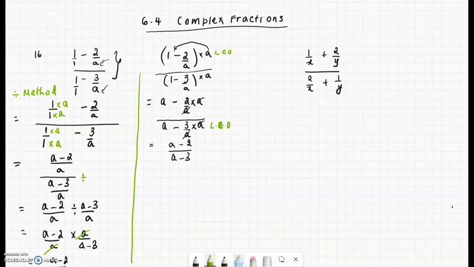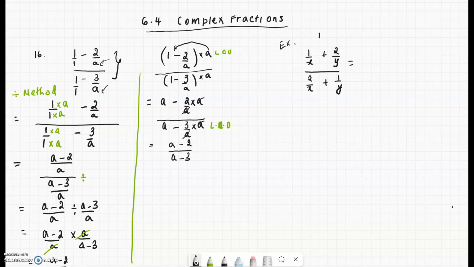Now let's do another problem. Let's look at the next one. So this is another example. Now look at all the denominators. You have x, y, x, and y, right? So this is a complex rational expression. Now we're going to simplify it by using the division method first.